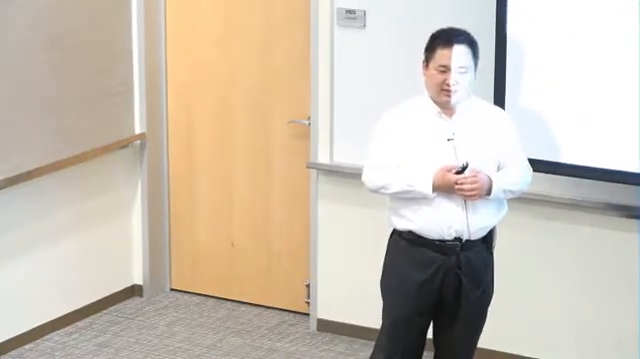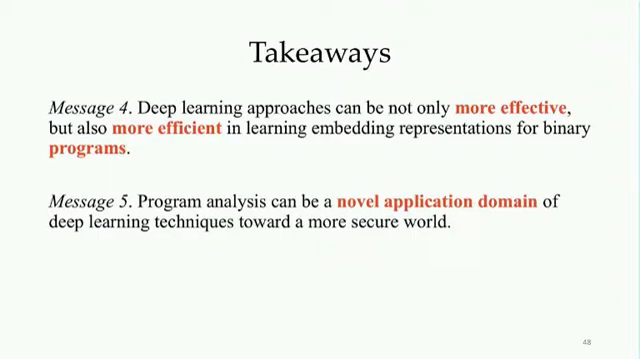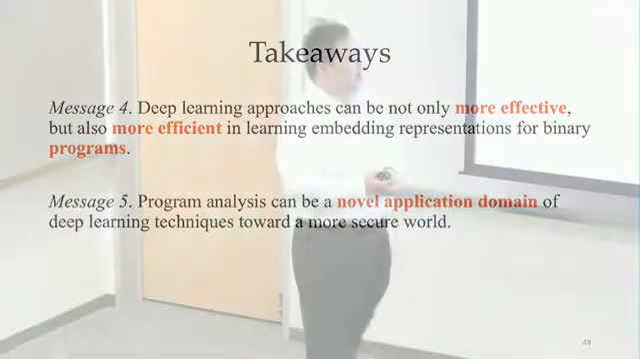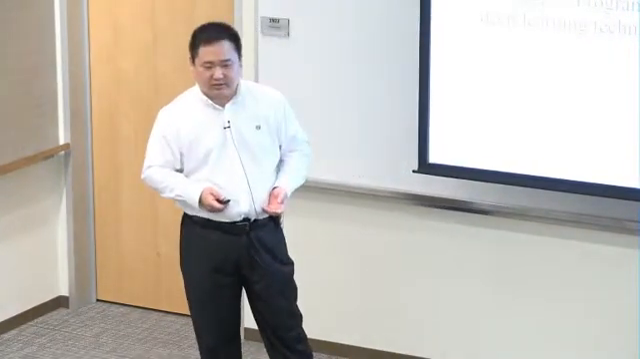Right. So all the edges in the graph are directed, so the information just propagates through that direction from the source node to the target node. I don't go into detail of that because that is maybe not the most important part. The main takeaway message of this work is that we want to demonstrate that using deep neural networks can help solve these program analysis problems, and it can be more effective and more efficient. Also, program analysis can be a novel application domain of deep learning technologies.